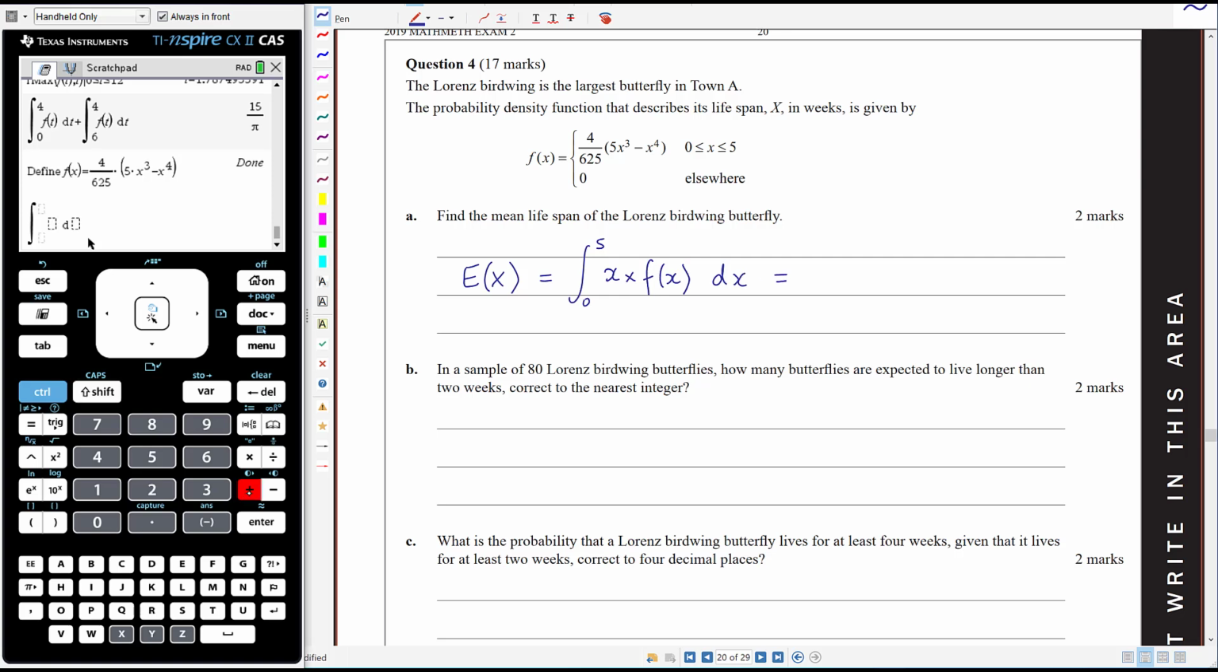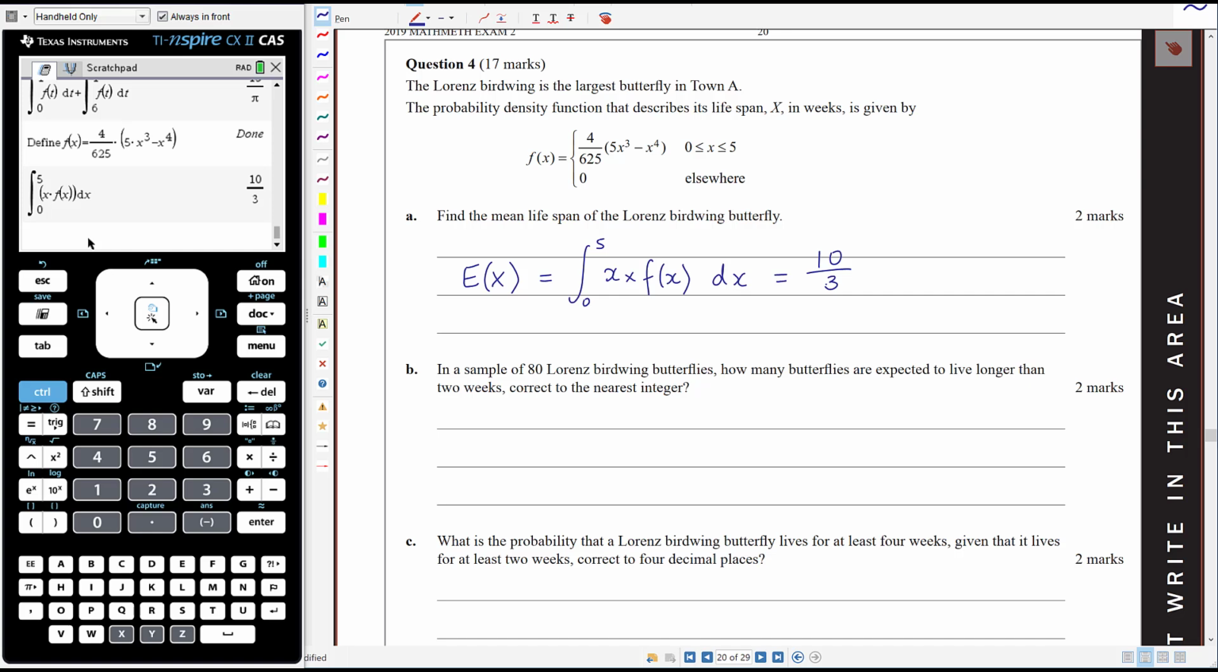Okay, so shift plus integral from 0 to 5 of x times f of x with respect to x. And that is 10 on 3. Always answer exactly, so yes, you can write that as 3.3 recurring, but you cannot write that as 3.33. Just leave it as a fraction. There's no reason to hit Control Enter at all. Just leave it as a fraction. And that's weeks. 10 on 3 weeks is the average lifespan of the butterfly.